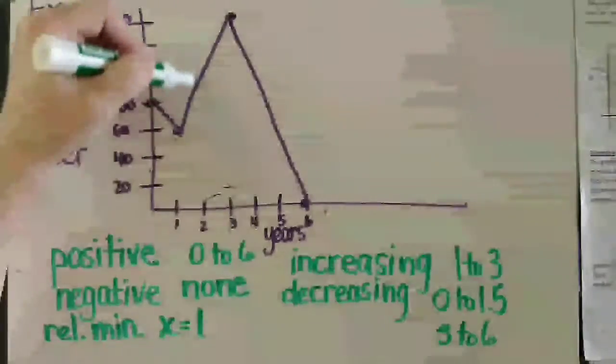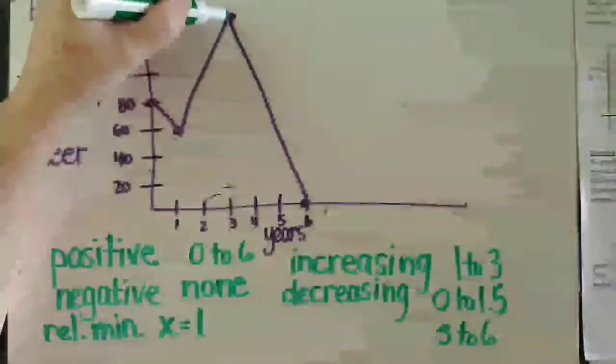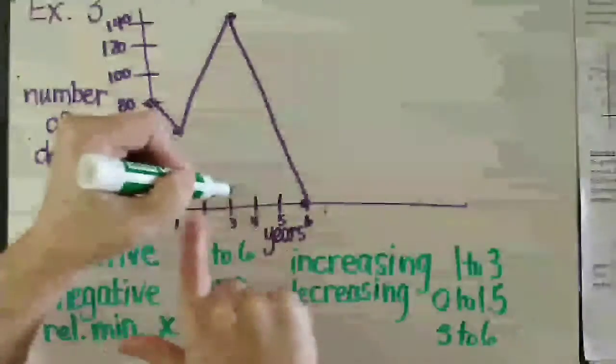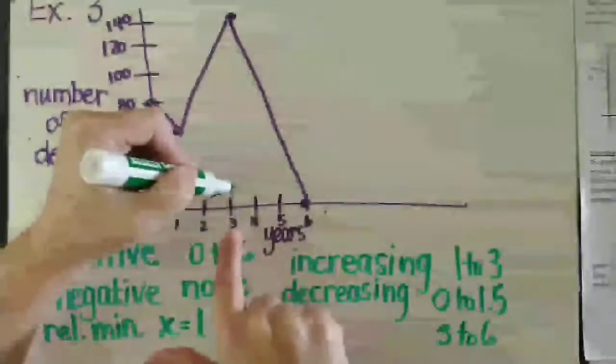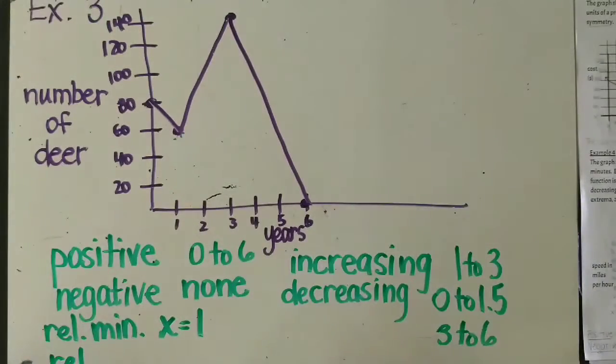As we go along, all of a sudden it reaches a peak. This is a high on our function. So we call this a relative maximum. And where is it happening? Remember to read across your x-axis. It's happening when x equals 3.